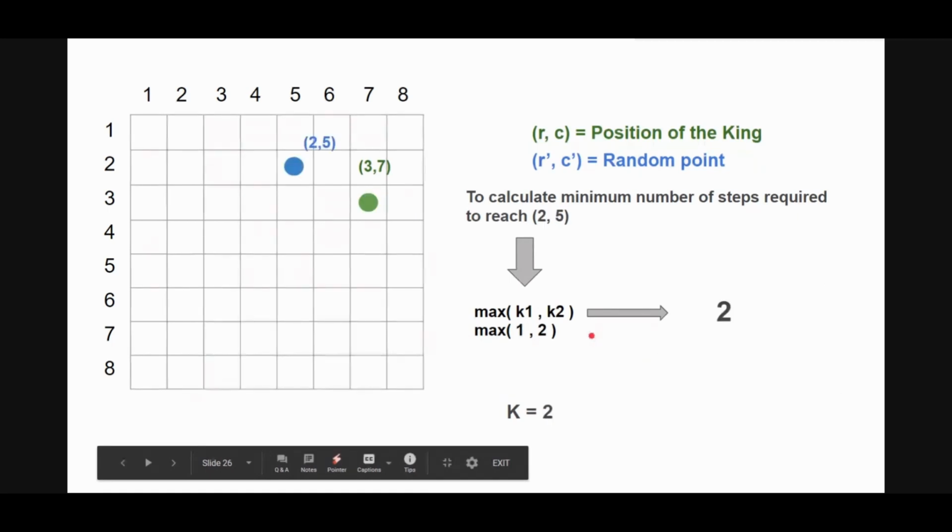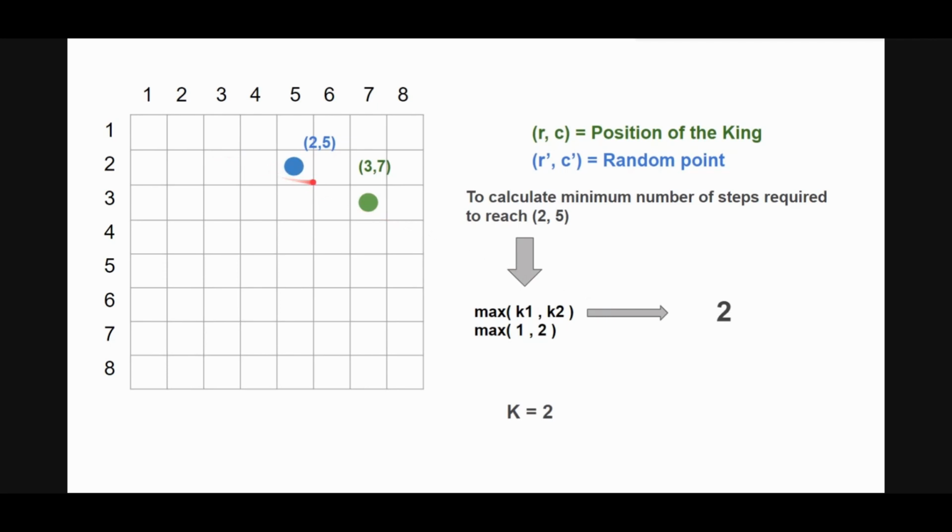Here we'll take another example in which the random point is this. If we calculate k1 and k2, r dash minus r is 1 and c dash minus c is 2. So the max of 1 and 2 is 2. Therefore, the king will move here in 2 steps, that is 1 and 2. First diagonally, then horizontally.